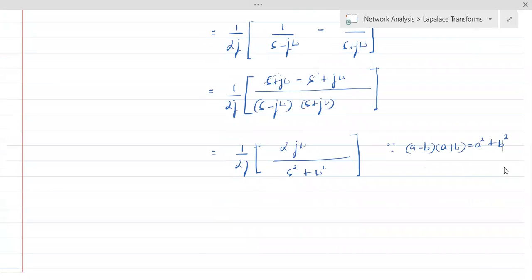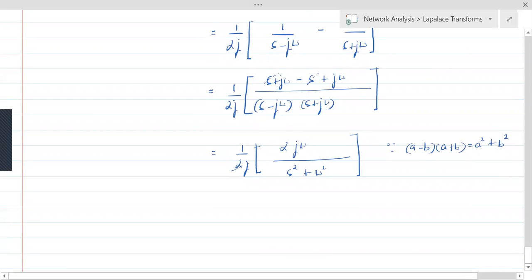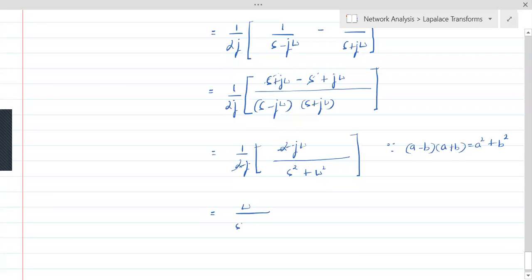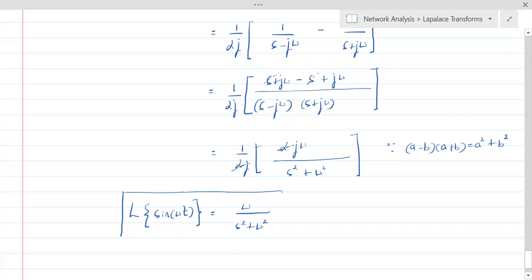So this 2j and 2j get cancelled. What you'll be left with is omega by s square plus omega square. So what is this? This is the Laplace transform of sine omega t. Everybody understand this? So this is how we can find the Laplace transforms of the basic signals.